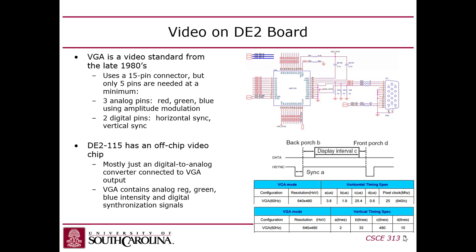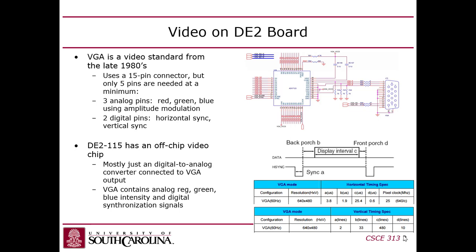There's 3 analog pins that send a red, green, and blue signal. And then there's 2 digital pins that send out a horizontal sync and a vertical sync. So the RGB is the color of the pixel. It sends out one pixel at a time, but in analog. And then the 2 sync signals are used to tell the monitor what resolution you're sending the signal at. If the monitor doesn't support that resolution, it'll go to sleep. You'll see an amber light and it'll kind of just go into hibernate mode. But the monitors we have in the lab don't have any problems with the default resolution the board puts out.